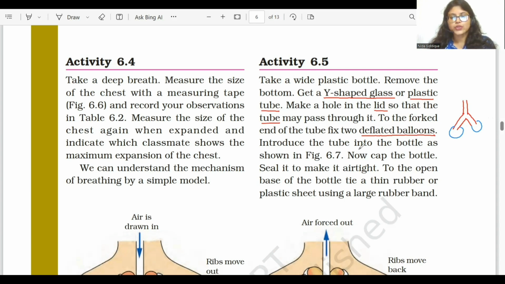Now, we will introduce the tube into the bottles as shown. So, ये हम इस tube को bottle के अंदर डालना है. Okay, we will cap the bottle. And इस end पे we can tie a balloon or a large rubber band. Okay. So now cap the bottle, seal it to make it airtight. To open the base of the bottle, tie a thin rubber or plastic sheet using a large rubber band, or you can also tie a balloon.